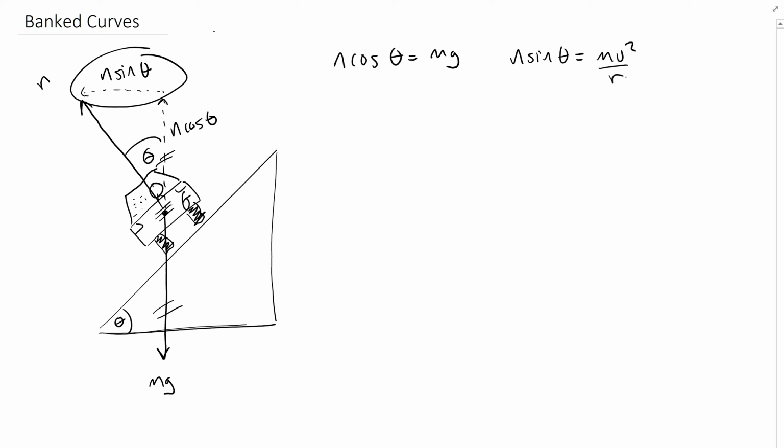Now we do something pretty much the exact same as with the conic pendulum here. We divide n sine theta by n cosine theta, and then v squared over r by mg. So we get rid of the normal force, we get rid of the mass, which means you don't actually need to know what the mass of the car is to solve these problems, and you get tan theta equals v squared over r times g, which is exactly what we had before.